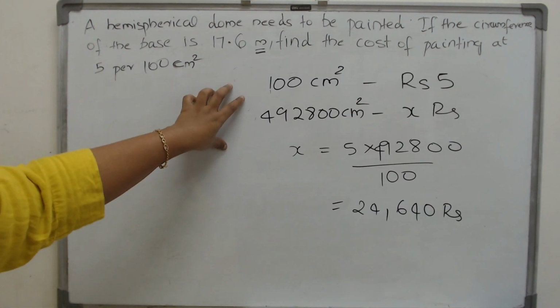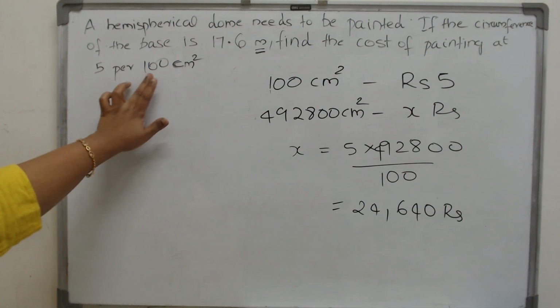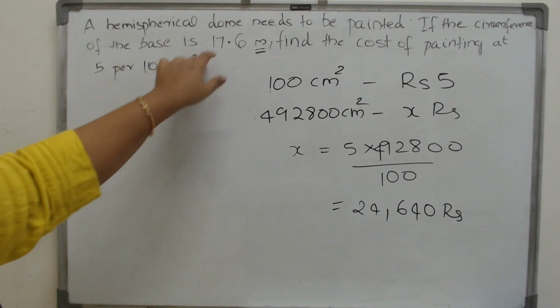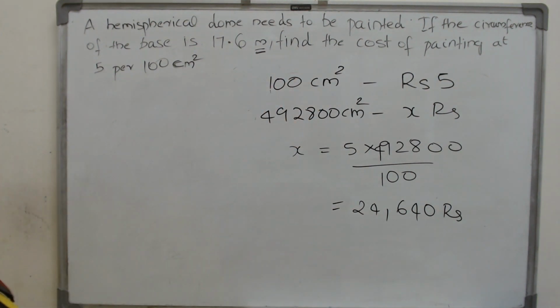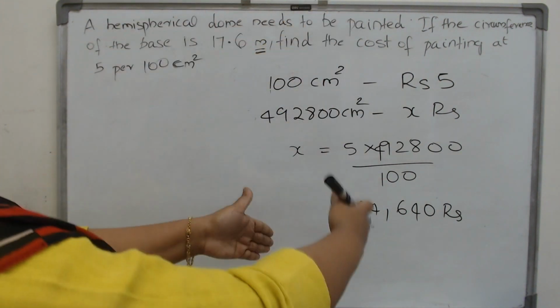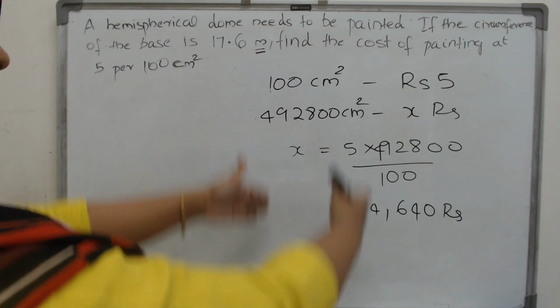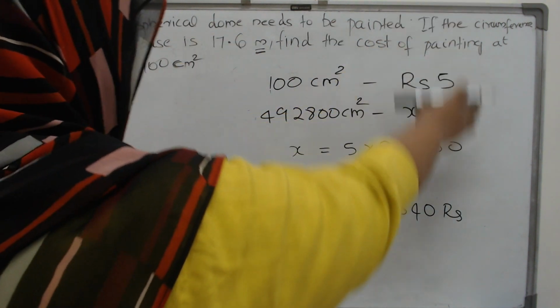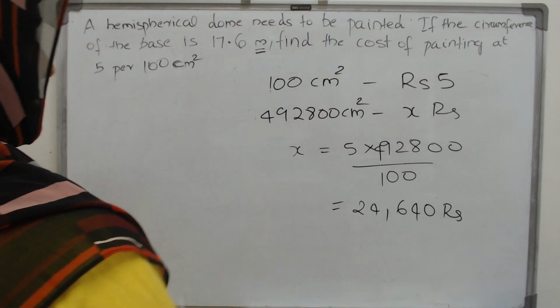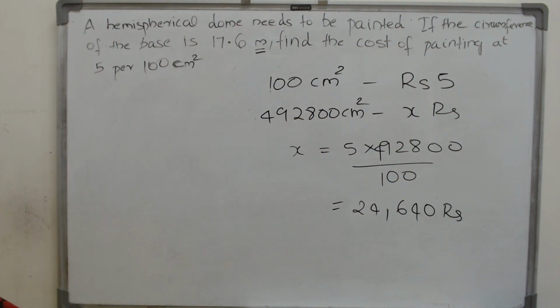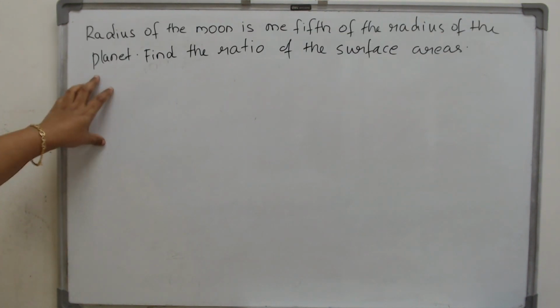Now what is the cost of painting? For every 100 centimeter square you have to pay 5 rupees. So find the answer by cross multiplication. Gather all your units one below the other, centimeter square in this table, and the rupees here one below the other. Cross multiply, then this is your answer. You have to pay 24,640.